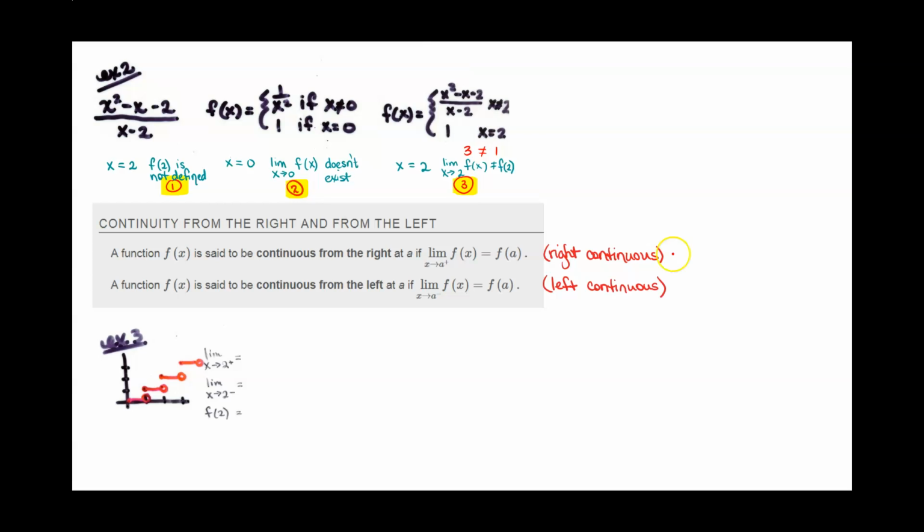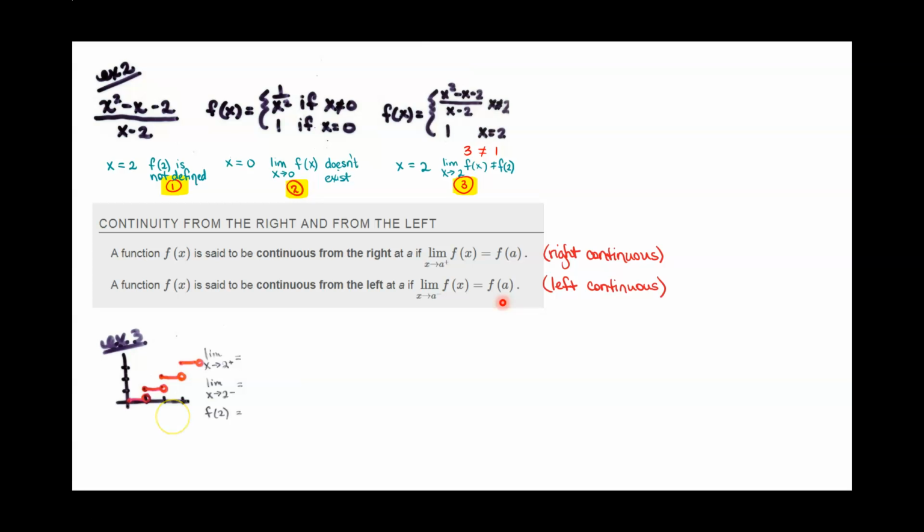So if something is right continuous, or continuous from the right, that just means that the limit from that side is the same thing as the value at A. So if it's continuous from the left, you can see the limit from the left would be the same thing as f of A. So look at example 3.